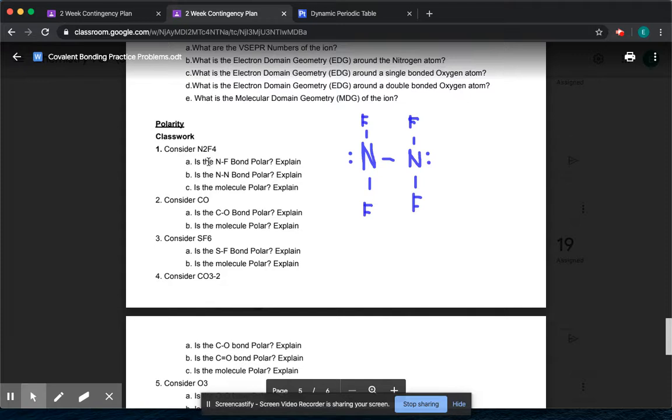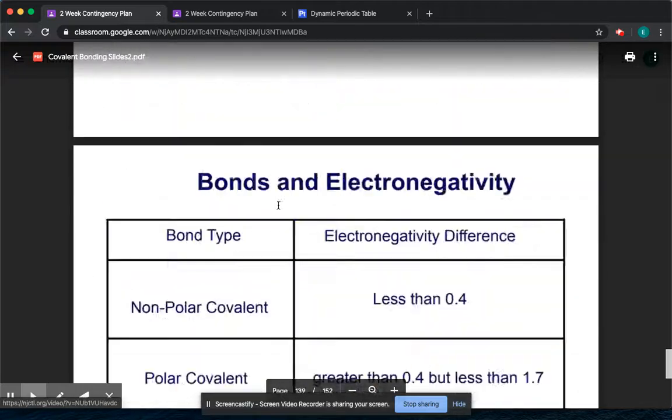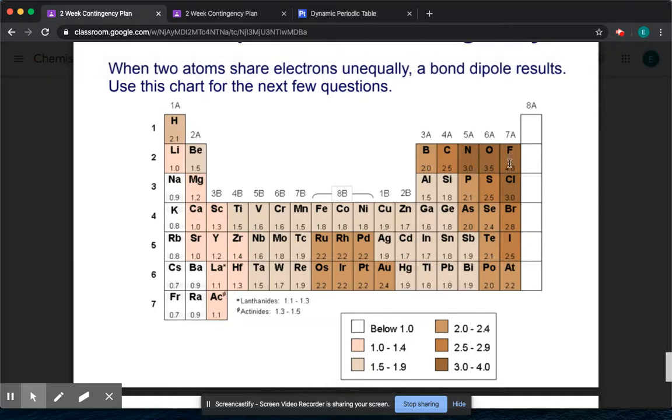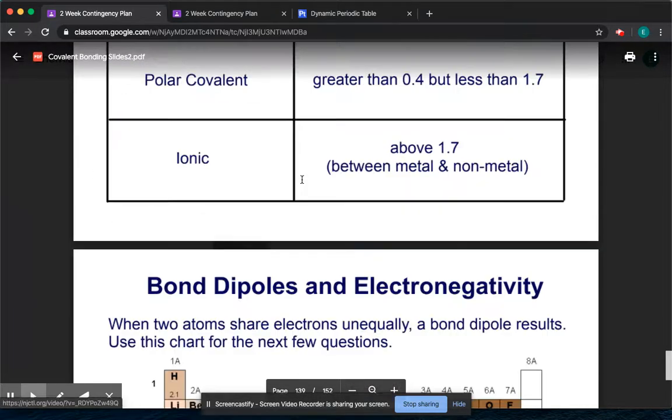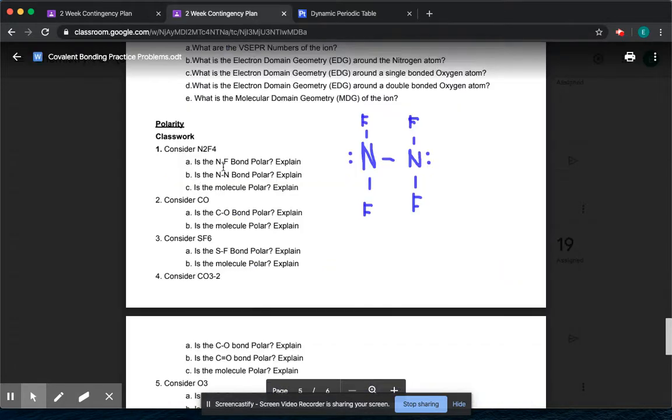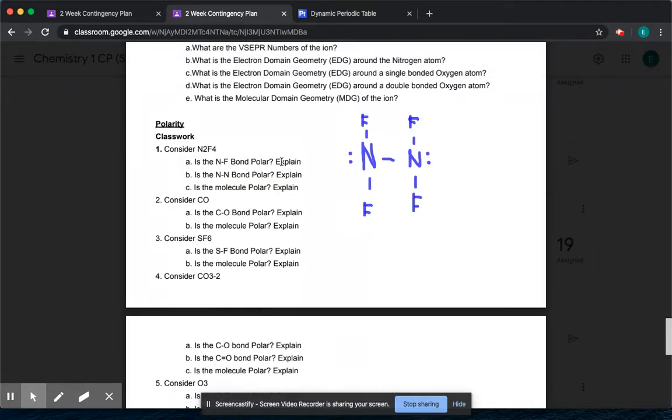A asks, is the NF bond polar? So just the bond between nitrogen and fluorine. To answer that question, you just have to look at the table with the electronegativity numbers. Nitrogen is 3. Fluorine is 4. 4 minus 3 is 1. If the difference falls between 0.4 and 1.7, it is polar. So A would be yes, it is polar, because the difference falls between 0.4 and 1.7.